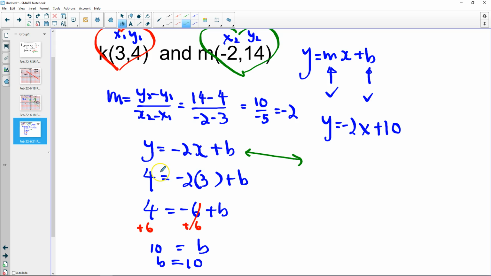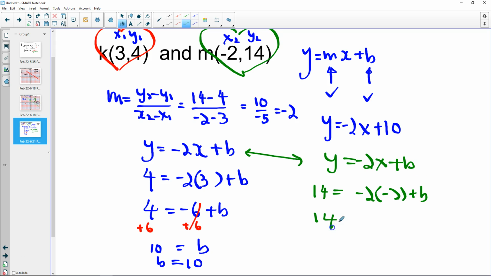Instead of having the 3 and 4, we are going to switch that to the other set of numbers. So I'm going to copy the very first step. Y is equal to -2x plus b. The -2 is actually from our m in the beginning. So this time you actually pick the y to be 14. -2, I'm going to multiply by this x, which is -2, plus b. 14 is going to be, 2 negatives turn to a positive, so it's 4 plus b.